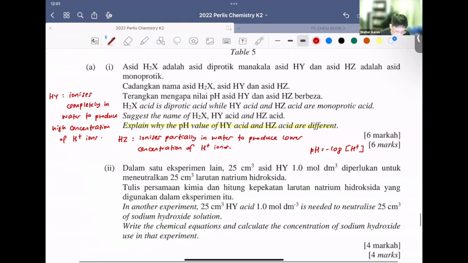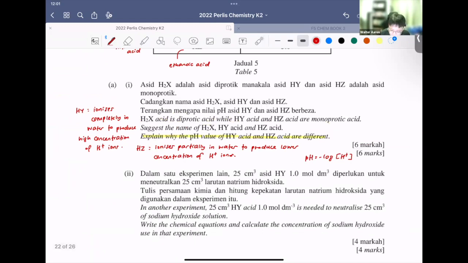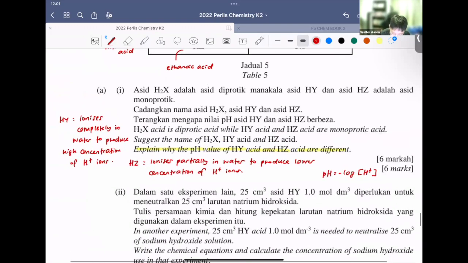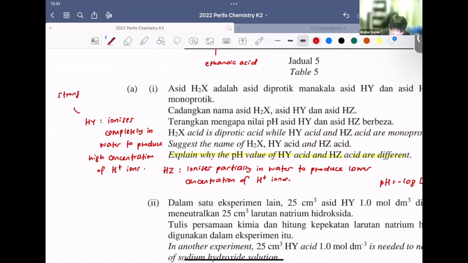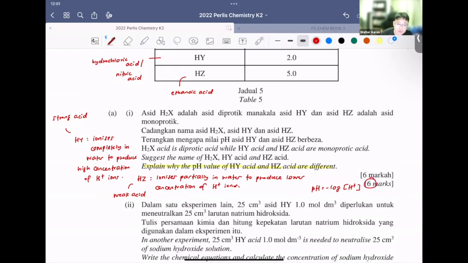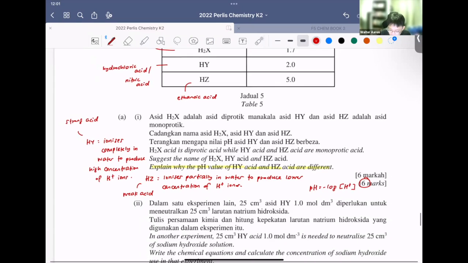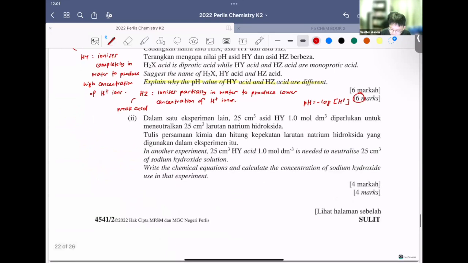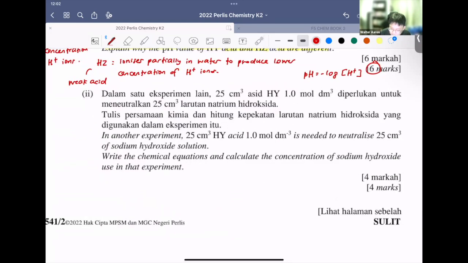If you explain everything correctly, or you can also explain that HY is actually a strong acid, while HZ is a weak acid, and then proceed to explain what strong acid and weak acid basically means, that way you'll be able to score 6 marks in total, including giving suggestions of what those H2X, HY, and HZ acids are. Let's move on to the second question. In another experiment, 25 cm³ of 1.0 mole per dm³ HY is needed to neutralize 25 cm³ of sodium hydroxide solution.